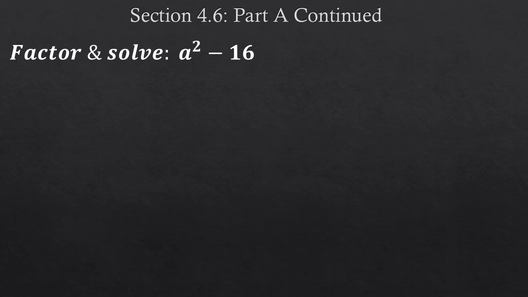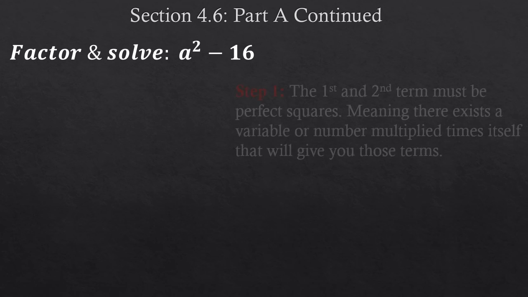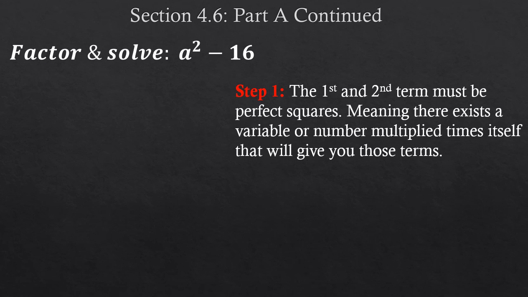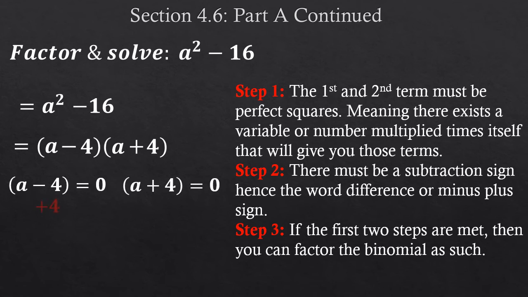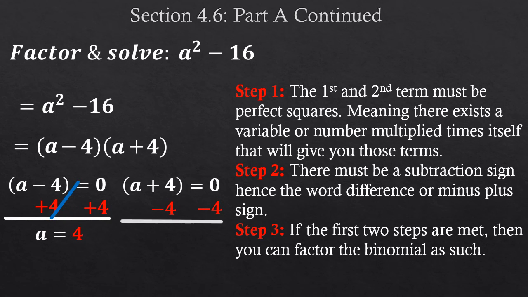This is the difference of squares. It says factor and it also says to solve. So we're going to factor this because we recognize this is the difference of squares. The first two terms are squares. a to the second is 2 a's, and 16 is 4 times 4, making it a perfect square. So that means this factors in the following way. Set them equal to 0. On the first factor, add 4. a equals 4. Second factor, subtract 4. a equals negative 4.